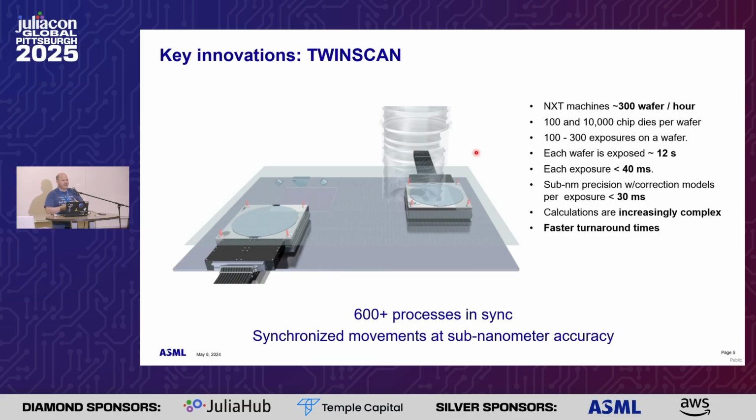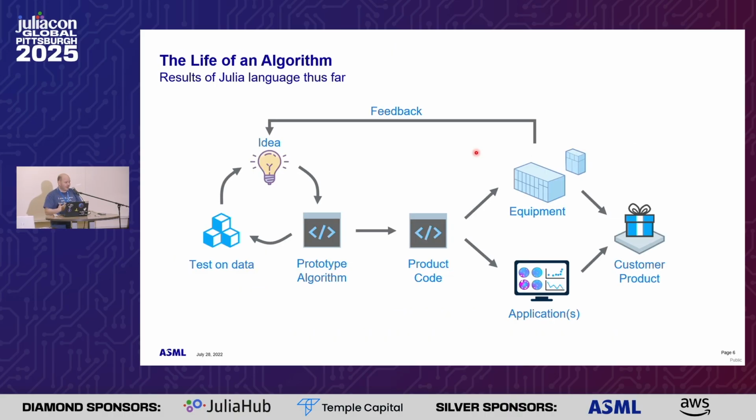That means the algorithms used to optimize these exposures, to increase yield and make things better, are becoming increasingly more complex. And we only have 30 milliseconds. So that's why we have to do this. Of course, customers want this not today, but yesterday, so we have to deliver as fast as possible. And that's why we look into the Julia programming language.